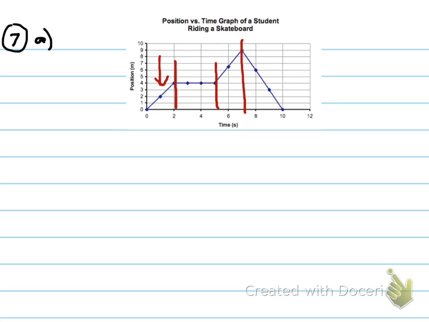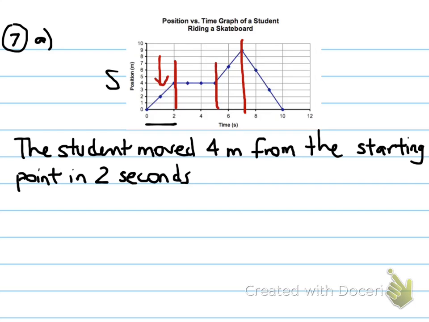Well, if this is displacement or position, displacement and position are the same thing. Okay, displacement at the beginning obviously is 0. So in the first 2 seconds, the person on the skateboard was displaced 4 meters. Okay, so you write something to that effect. So you say something like this: the student moved 4 meters from the starting point. That's where I got the 4 from. Moved 4 meters from the starting point in 2 seconds.